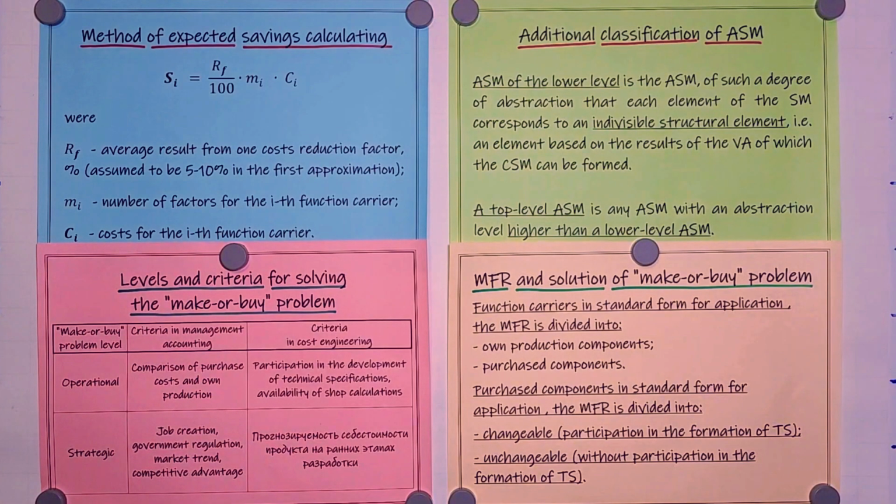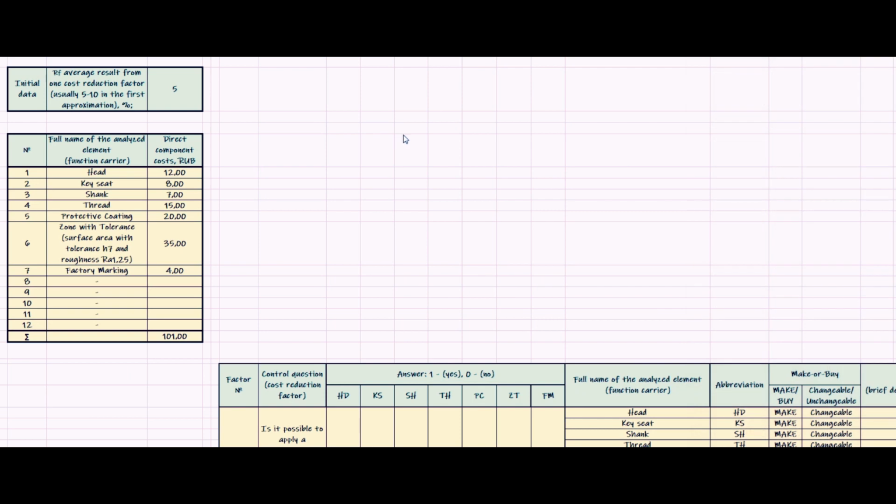Accordingly, when making a proposal to change the design in order to reduce costs and filling in the comment column in the form of applying the method of factor research, we directly depend on the make or buy status. Let's consider examples of the practical application of MFR for structural model components of various degrees of abstraction.